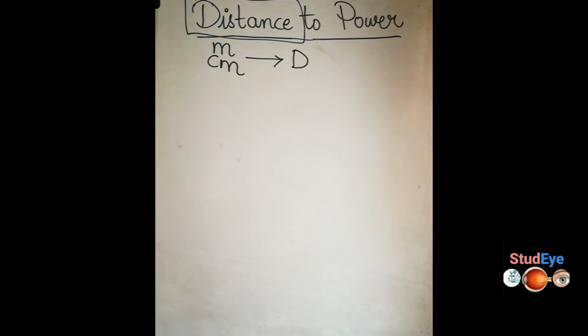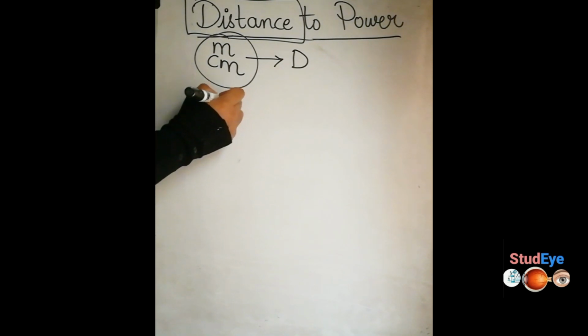Sometimes in OSPE, the examiner gives you a distance value, for example 1 centimeter or 1 meter, and you have to convert this meter or centimeter value into the power. So you should learn the formula for converting distance into power. Sometimes in OSPE the examiner asks you to convert a distance into the power. And you should also remember that in retinoscopy we are always converting the working distance into the power.